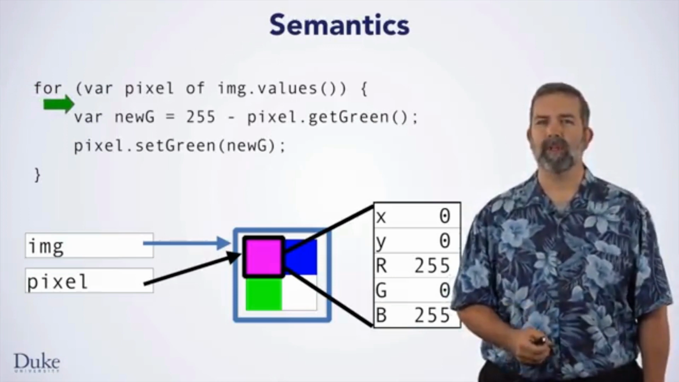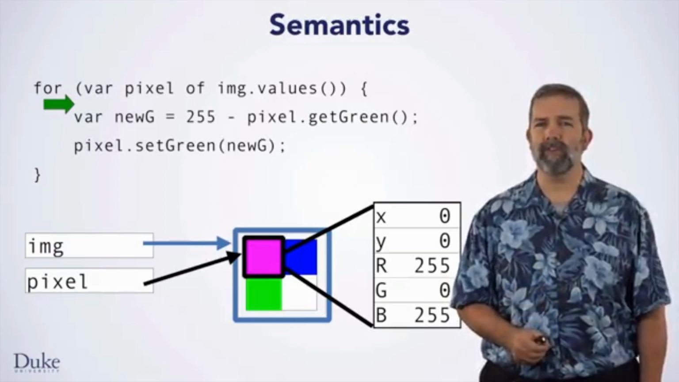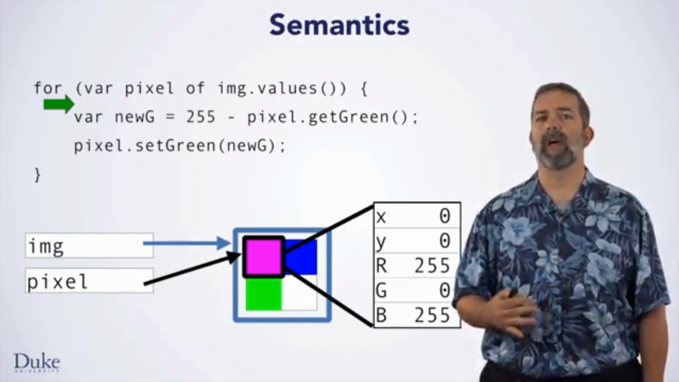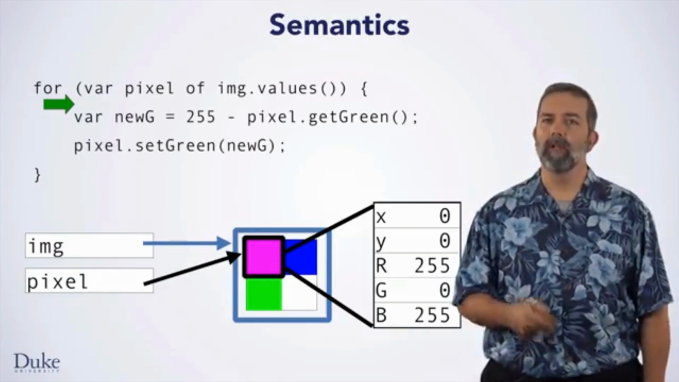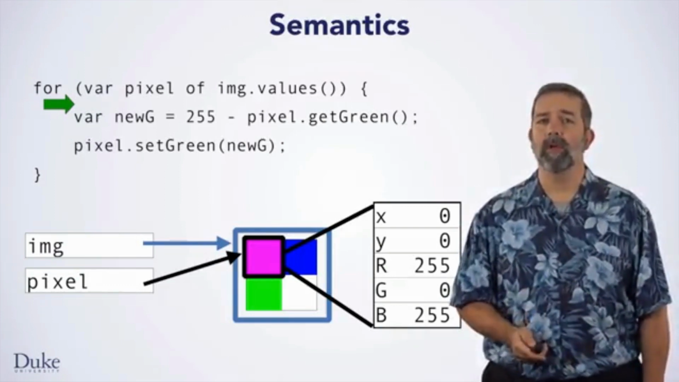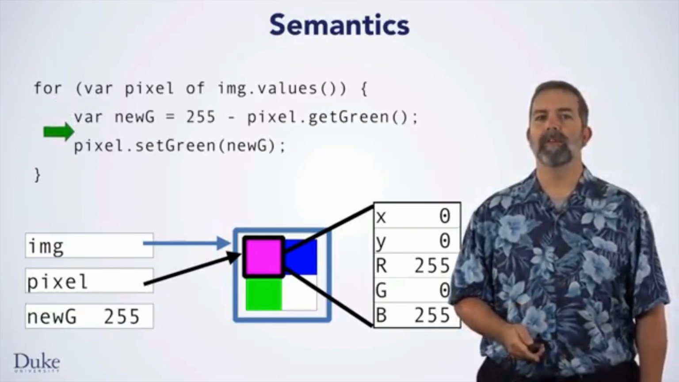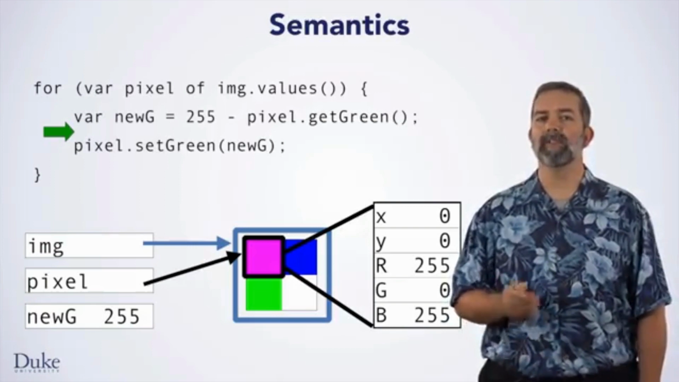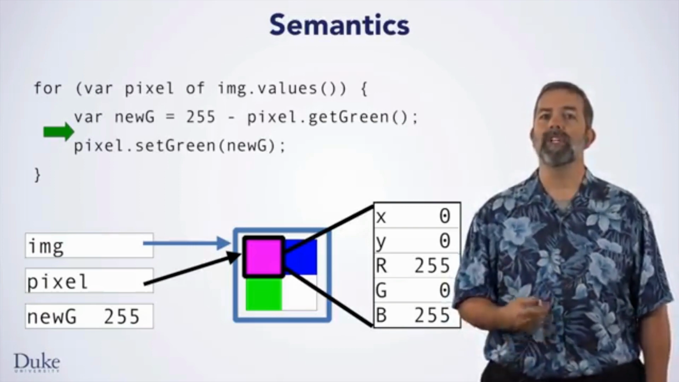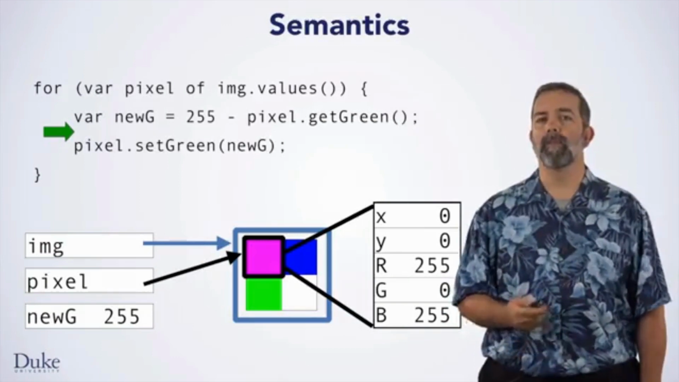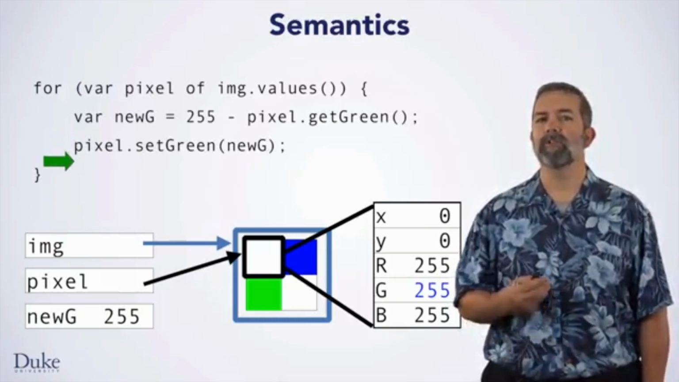The first statement declares a variable called new g and initializes it to 255 minus pixel.getGreen. If you look at the numerical data for this pixel, you will see that its green value is 0. So new g will be initialized to 255. Next, you are going to do pixel.setGreen to new g. Since new g is 255, this will set the pixel's green value to 255, changing its color from magenta to white.